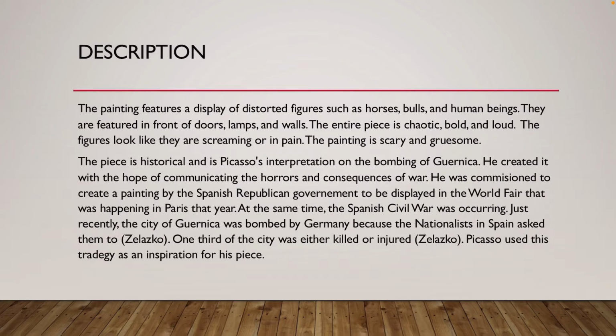The painting features a display of distorted figures such as horses, bulls, and human beings. They are featured in front of doors, lamps, and walls. The entire piece is chaotic, bold, and loud. The figures look like they are screaming or in pain. The painting is scary and gruesome.